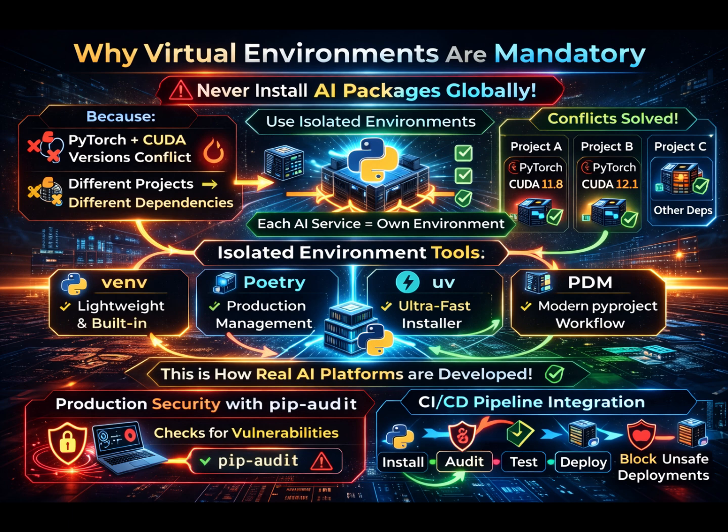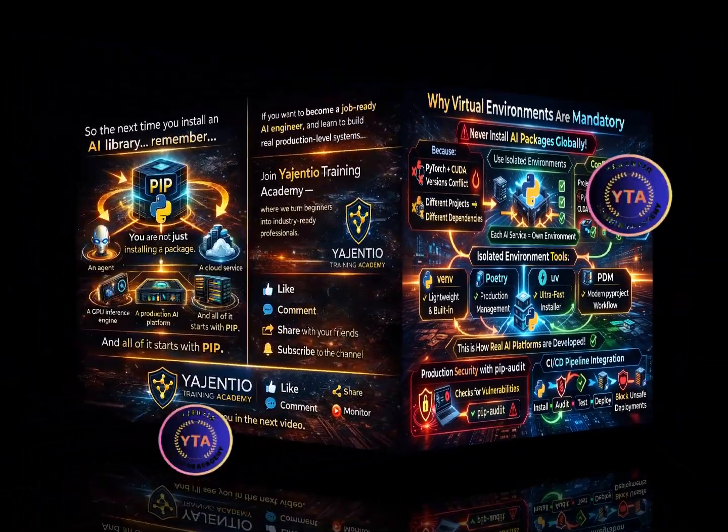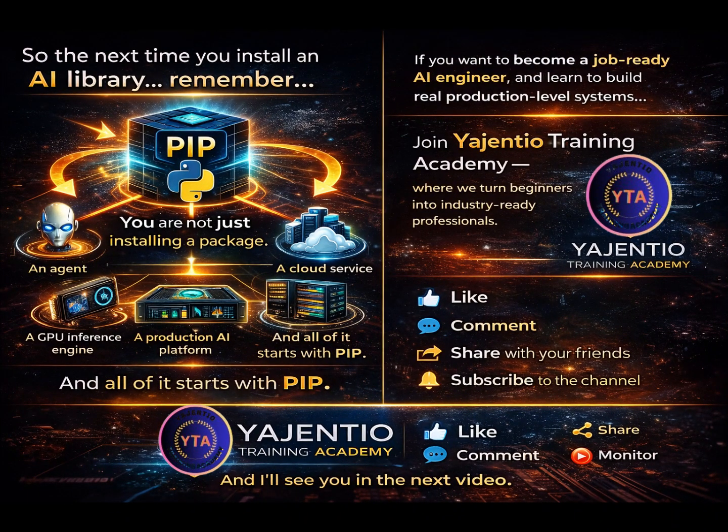Security for production AI. In enterprise systems, dependency security is critical. That's where pip-audit comes in, which checks your packages against known vulnerabilities. This is integrated into CI/CD pipelines to block unsafe deployments. So the next time you install an AI library, remember, you are not just installing a package, you are assembling an agent, a cloud service, a GPU inference engine, a production AI platform, and all of it starts with pip.